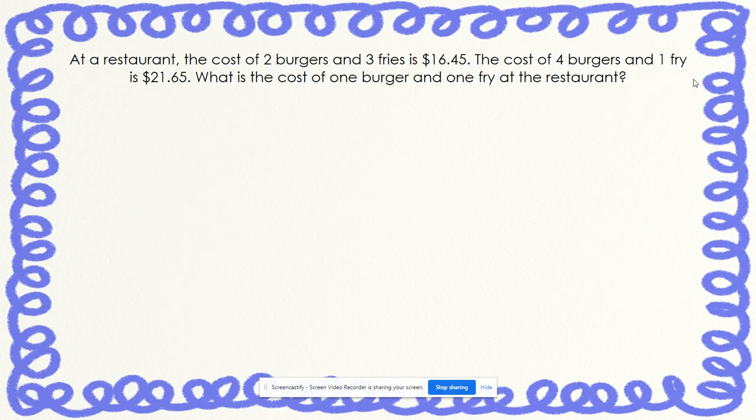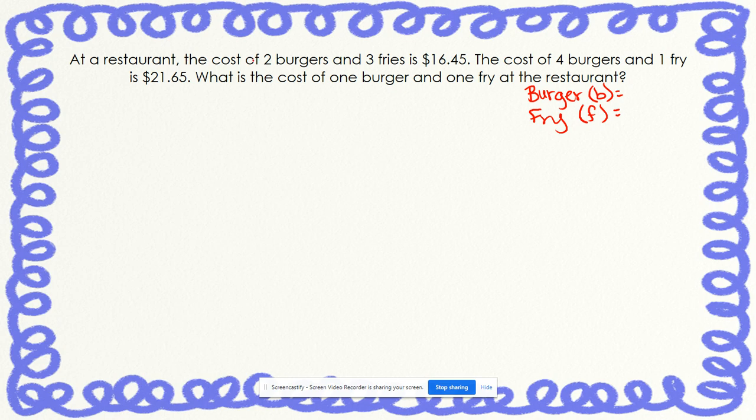All right, for our last problem, at a restaurant, the cost of 2 burgers and 3 fries is $16.45. The cost of 4 burgers and 1 fry is $21.65. What is the cost of 1 burger and 1 fry at the restaurant? So we're looking for the cost of a burger, which I'm going to use B for, and we're looking for the cost of a fry, so I'll use F.